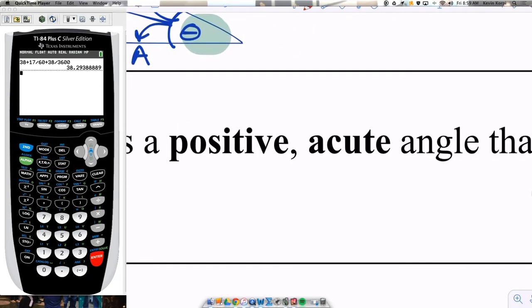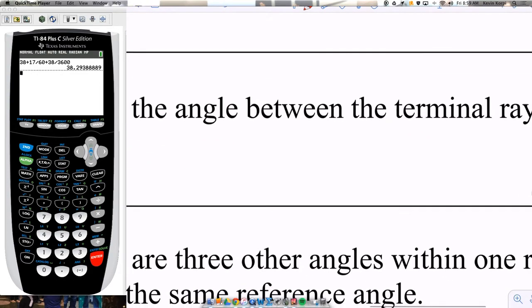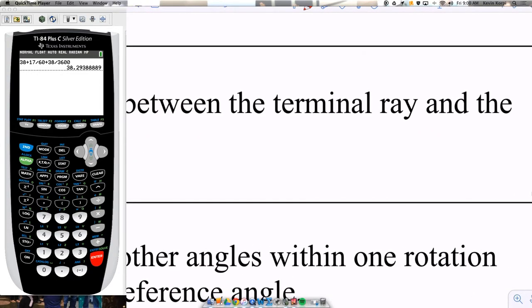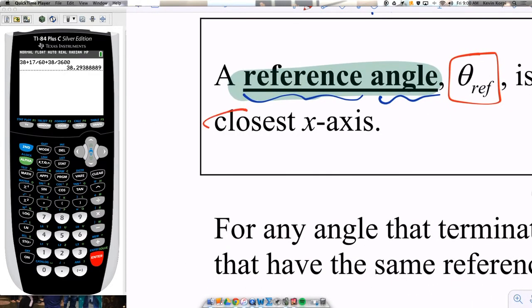It's a positive acute angle. Can a reference angle be negative? No. It's a positive acute angle. Can a reference angle be obtuse? No. It's got to be a positive acute angle. All right? That measures the angle between the terminal ray and what? The closest x-axis.